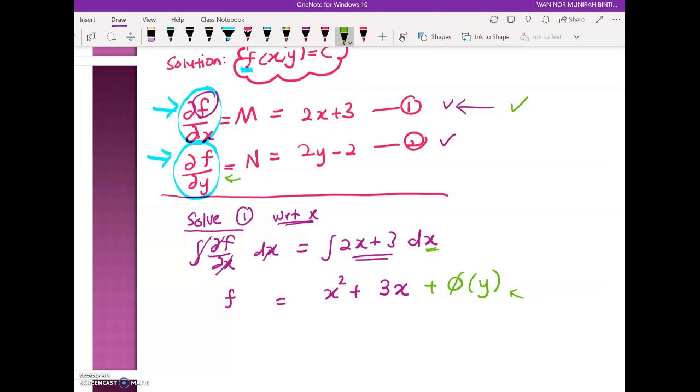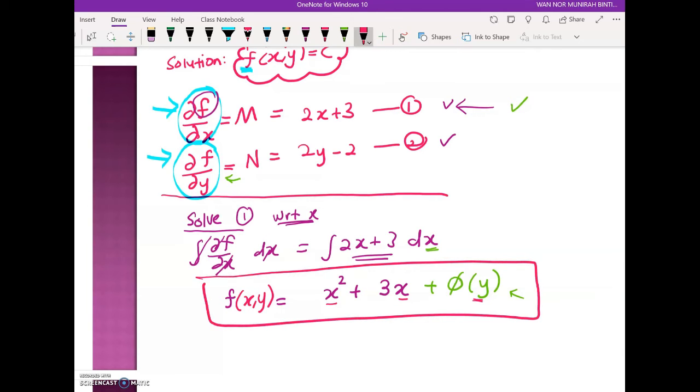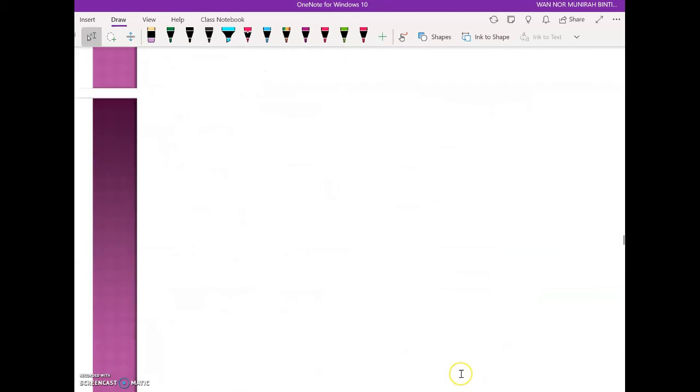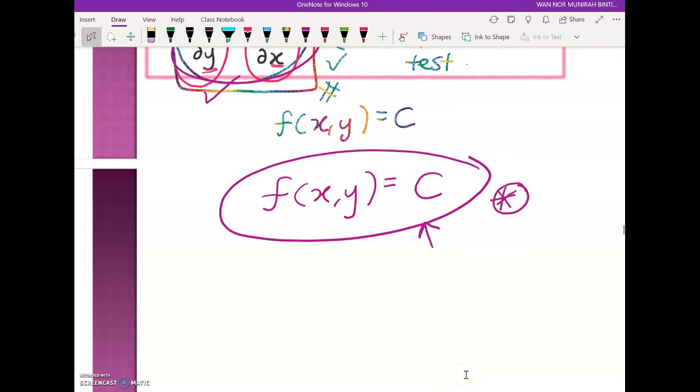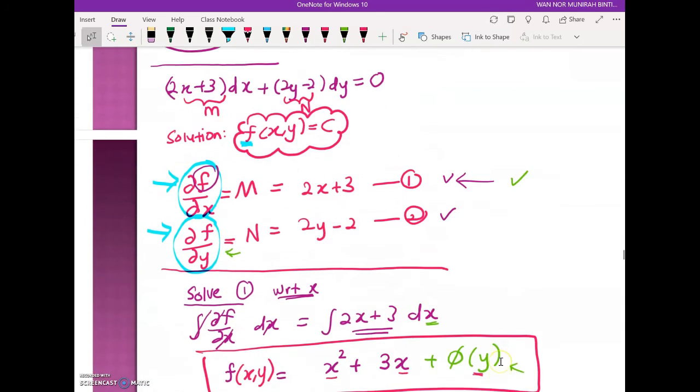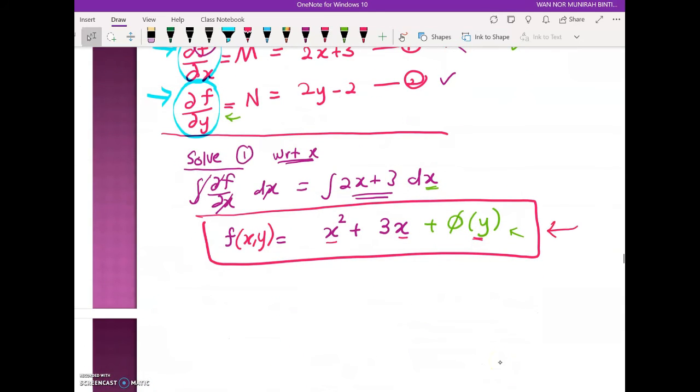So now, look at the right hand side of your equation. It consists of x and y, so we can conclude that our f is a function of x and y. Class, we have already reached our aim, where our solution is f(x, y) equals c. Here we have the solution, but we still need to find out what phi(y) is.